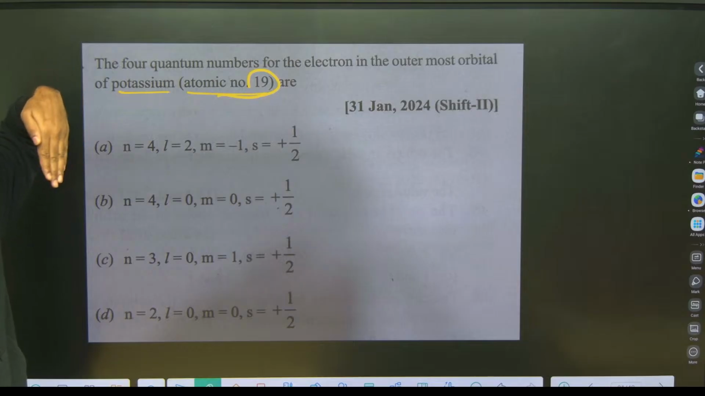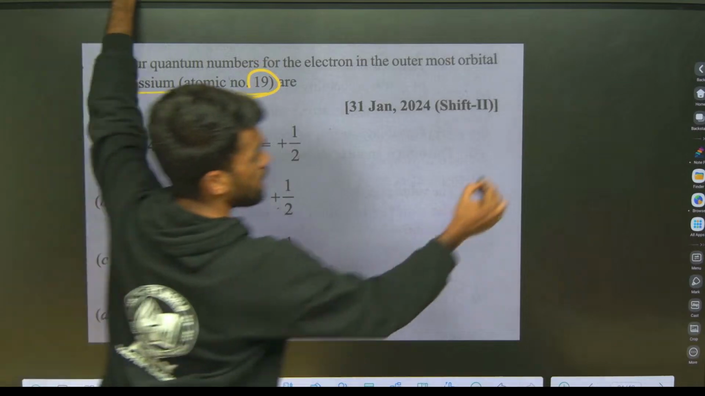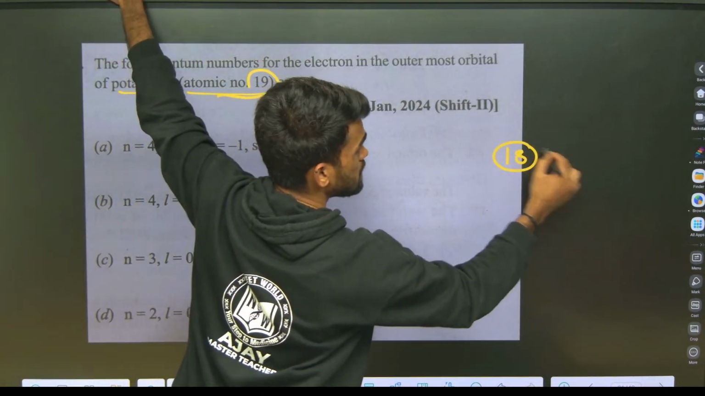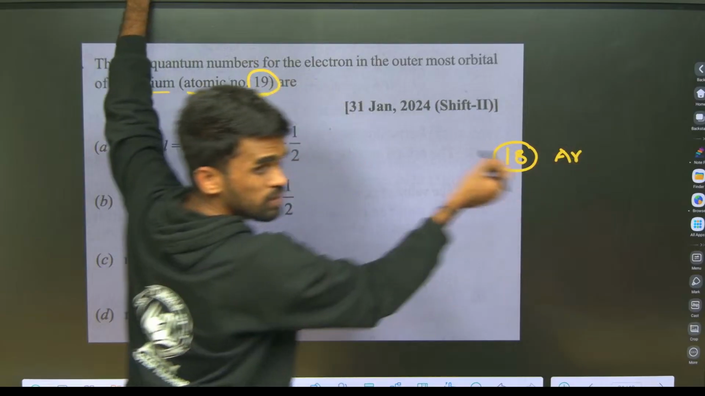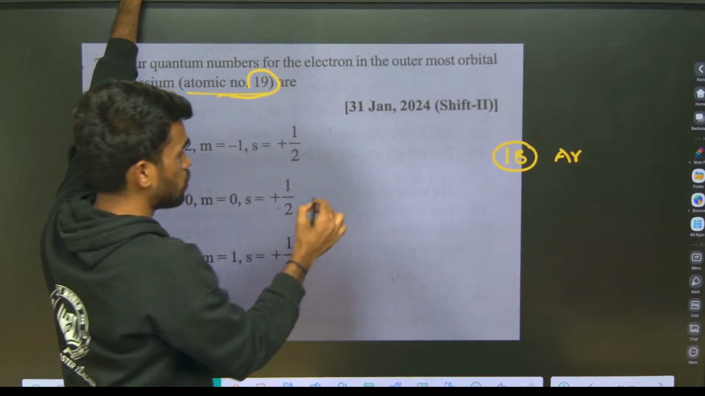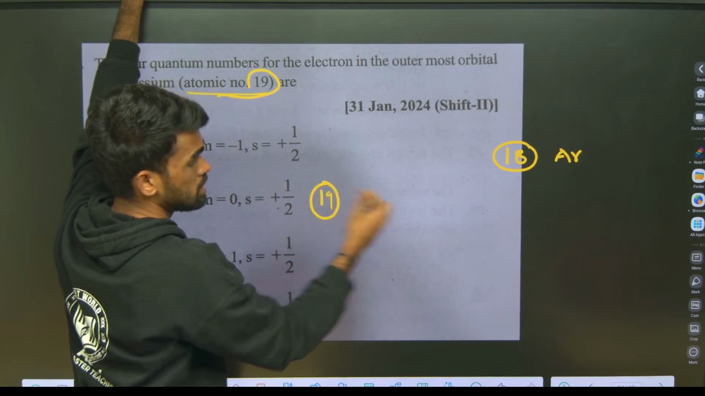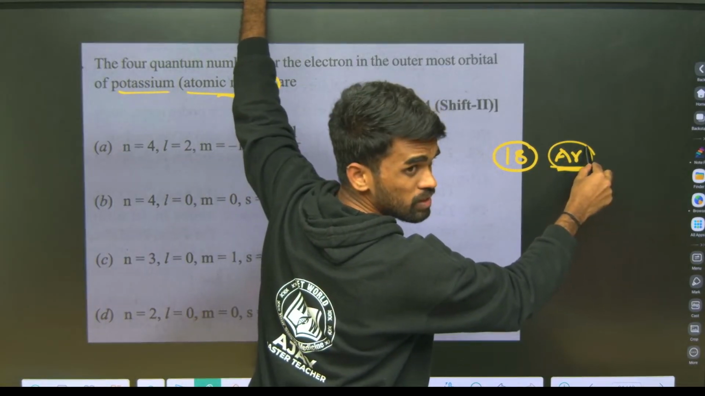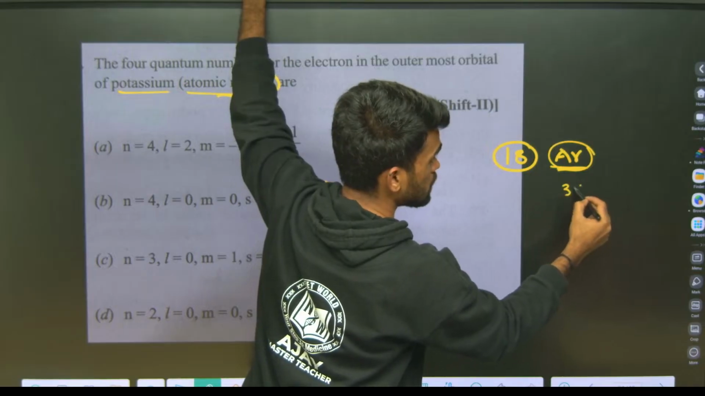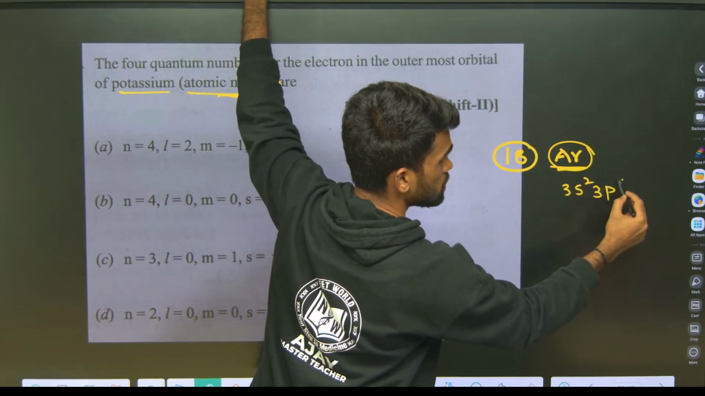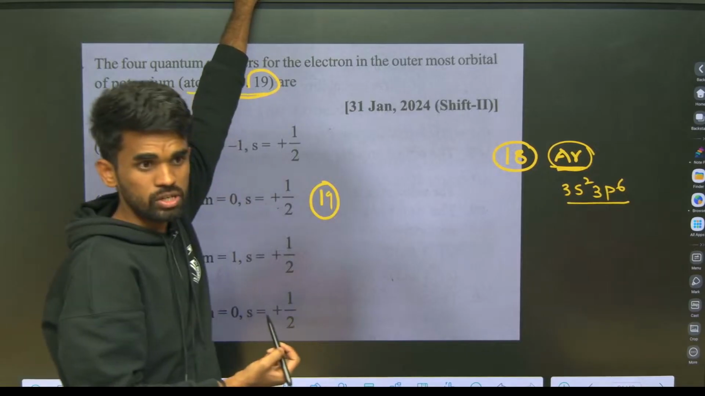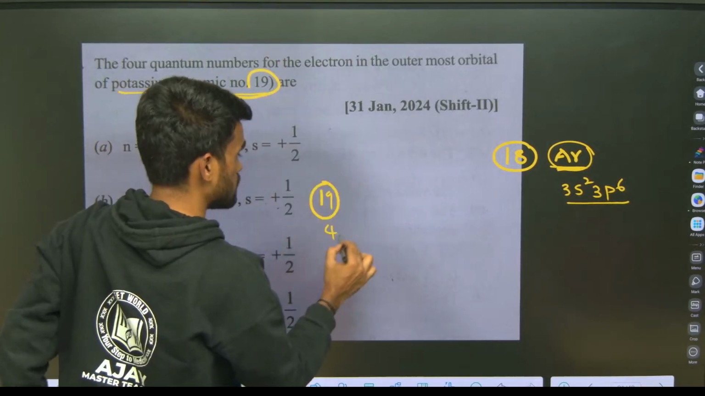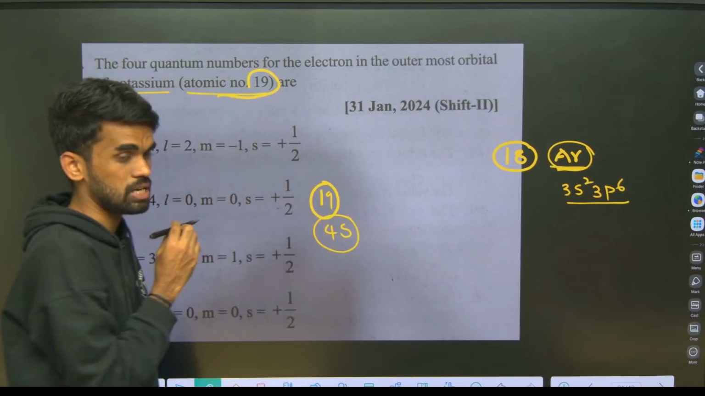First group. Okay, first group, and atomic number is 19. So after the 18th element, argon, we have potassium, the 19th. What is the electronic configuration? It will be 3s2 3p6, which is the valence configuration of argon, and then here it will be 4s. I will tell you this electronic configuration also after some time.